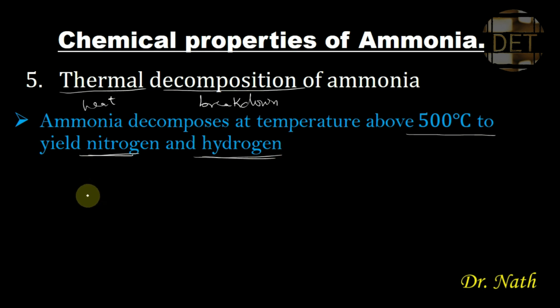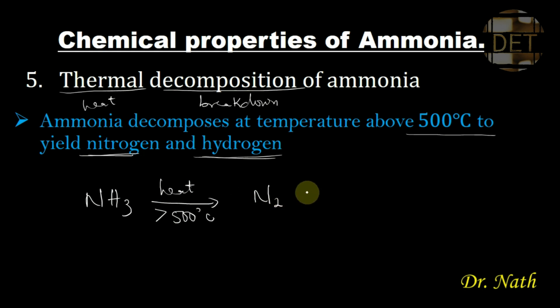So this is ammonia, NH3. When ammonia is heated to a temperature greater than 500 degrees Celsius, it will break down to form nitrogen, N2, and hydrogen, H2. This is a gas, this is a gas, and this is a gas. So this is what the thermal decomposition of ammonia is all about.